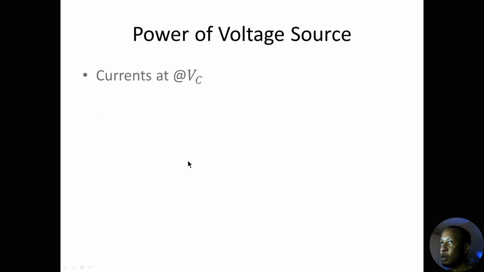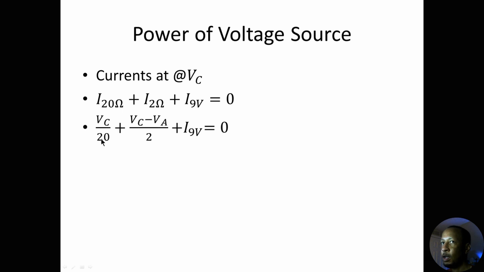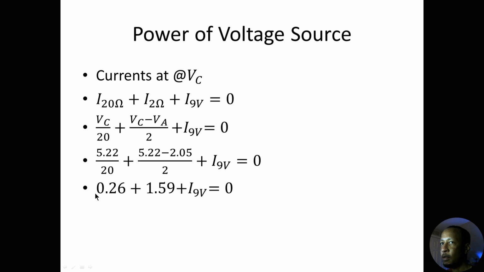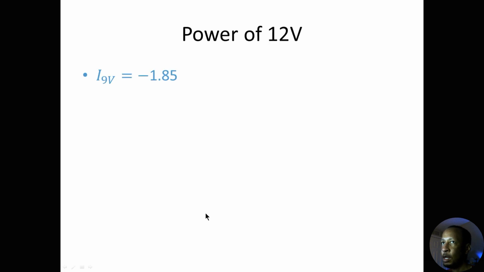Now the power of the voltage source. So the currents at node VC, we have I of 20 ohms plus I of 2 ohms plus I of 9 volts equals 0. And so next we have VC over 20 plus (VC minus VA) over 2 plus I of 9 volts equals 0. And so next we have 5.22 over 20 plus (5.22 minus 2.05) over 2 plus I of 9 volt equals 0. And so then next we have 0.26 plus 1.59 plus I of 9 volt equals 0. And then next we have 1.85 plus I of 9 volt equals 0. And so I of 9 volt equals negative 1.85.